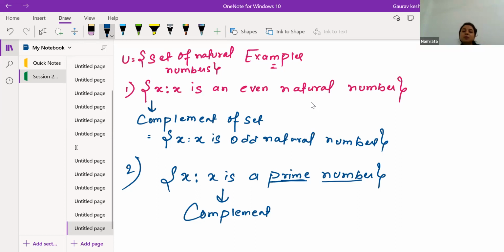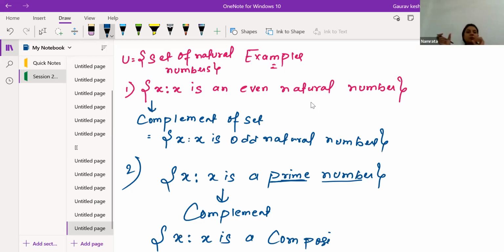So what will be the complement of that? The complement of this will be composite numbers, right? Yes. Prime numbers are not divisible by any other number. Composite numbers are the remaining numbers which can be divided by other numbers. So it will be the set of all x such that x is a composite number.